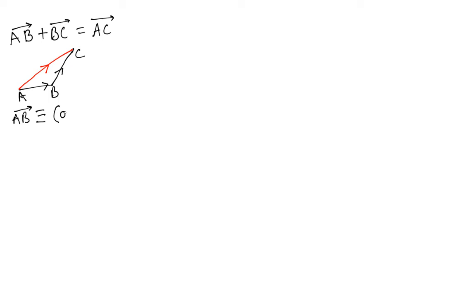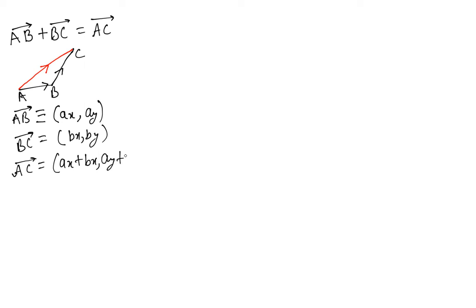Let's say AB has a Cartesian representation AX comma AY, and BC has a Cartesian representation BX comma BY. Then AC will have a Cartesian representation AX plus BX comma AY plus BY. This is all the framework we need to solve any problem in relative velocity.